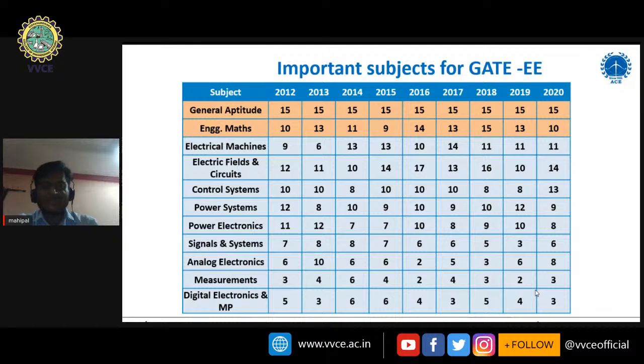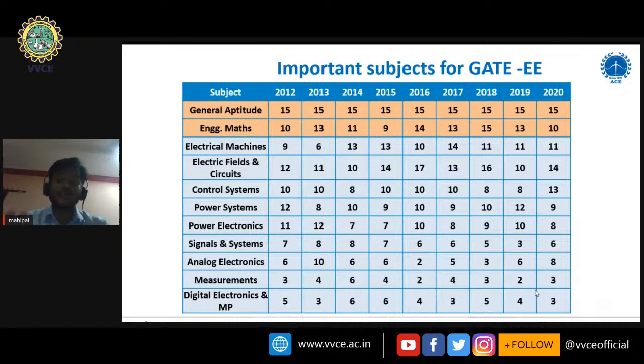Third point is subjects like machines, electrical fields and circuits, control systems, power systems, and power electronics. There are five subjects which are giving you almost 50 plus marks, and the first two subjects are giving almost 27 marks. 27 plus 50 plus, it's going to be 77 plus. So almost 77 marks are coming from seven subjects. So we need to prepare very well in these seven subjects so that we are in a position to answer each and every question from them.